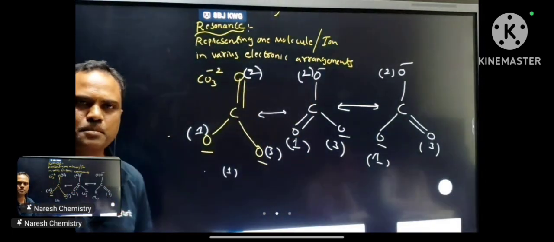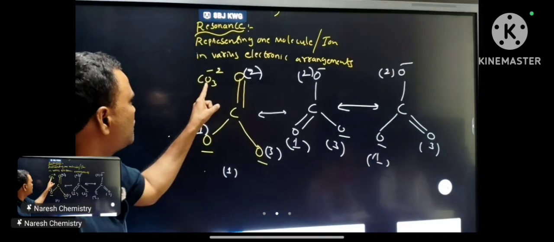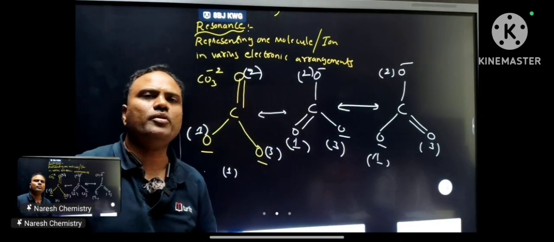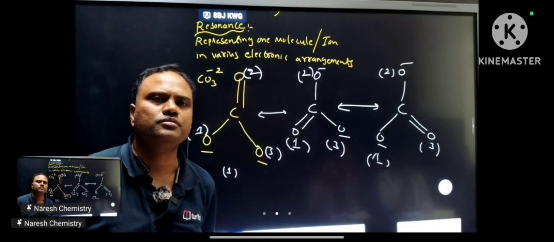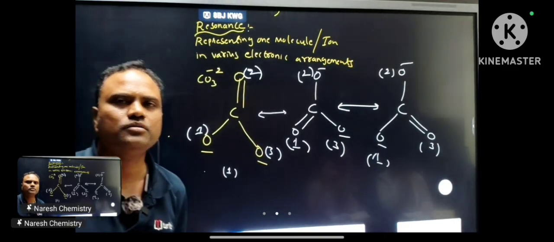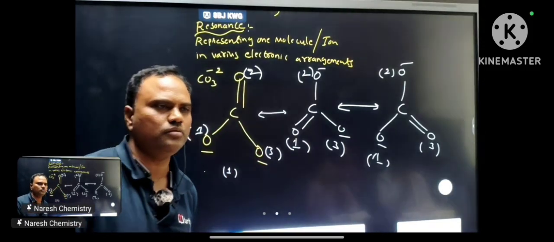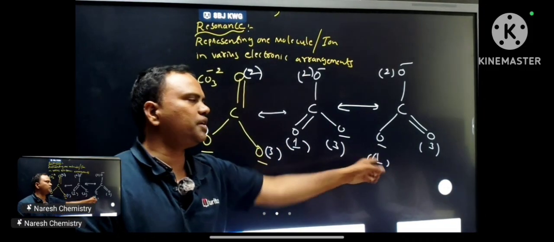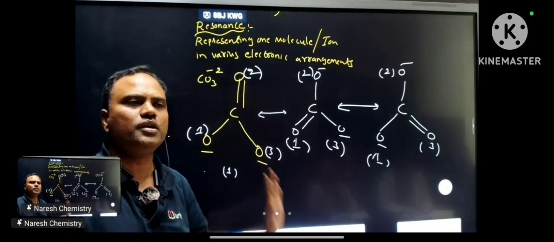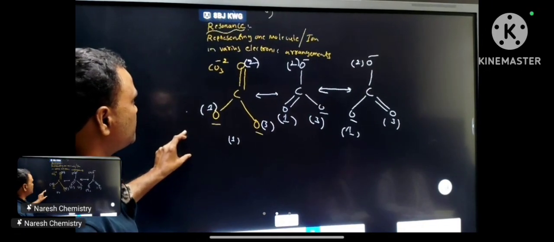I'll tell you one simple trick. In CO3 2-, how many surrounding atoms are present? Online students, how many? Three surrounding atoms. So three resonating structures are possible. The number of resonating structures is equal to the number of surrounding atoms. You can write that also if you want.